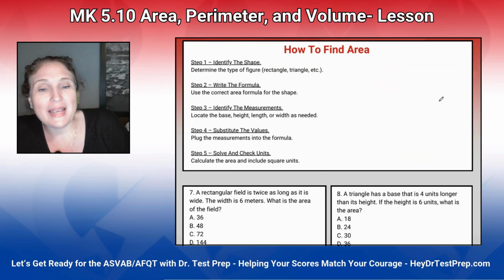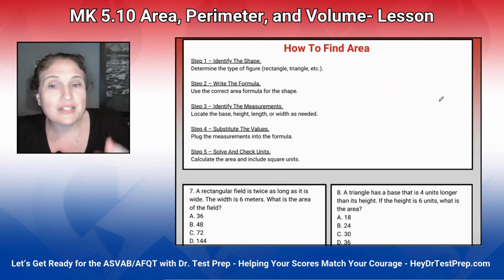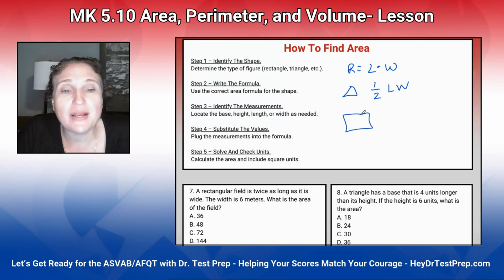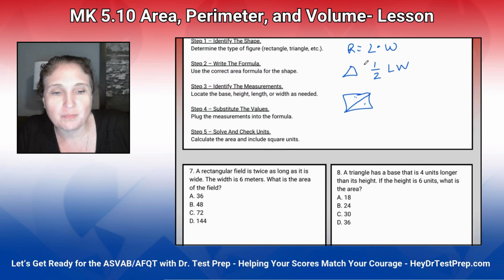Okay, now we're getting into area. So you are going to need to know common area formulas. Rectangles are length times width. Triangles are half of that. And it kind of makes sense because anytime you have a rectangle, if you divide it in half, you have two triangles that are the same. So that's kind of where that comes from.